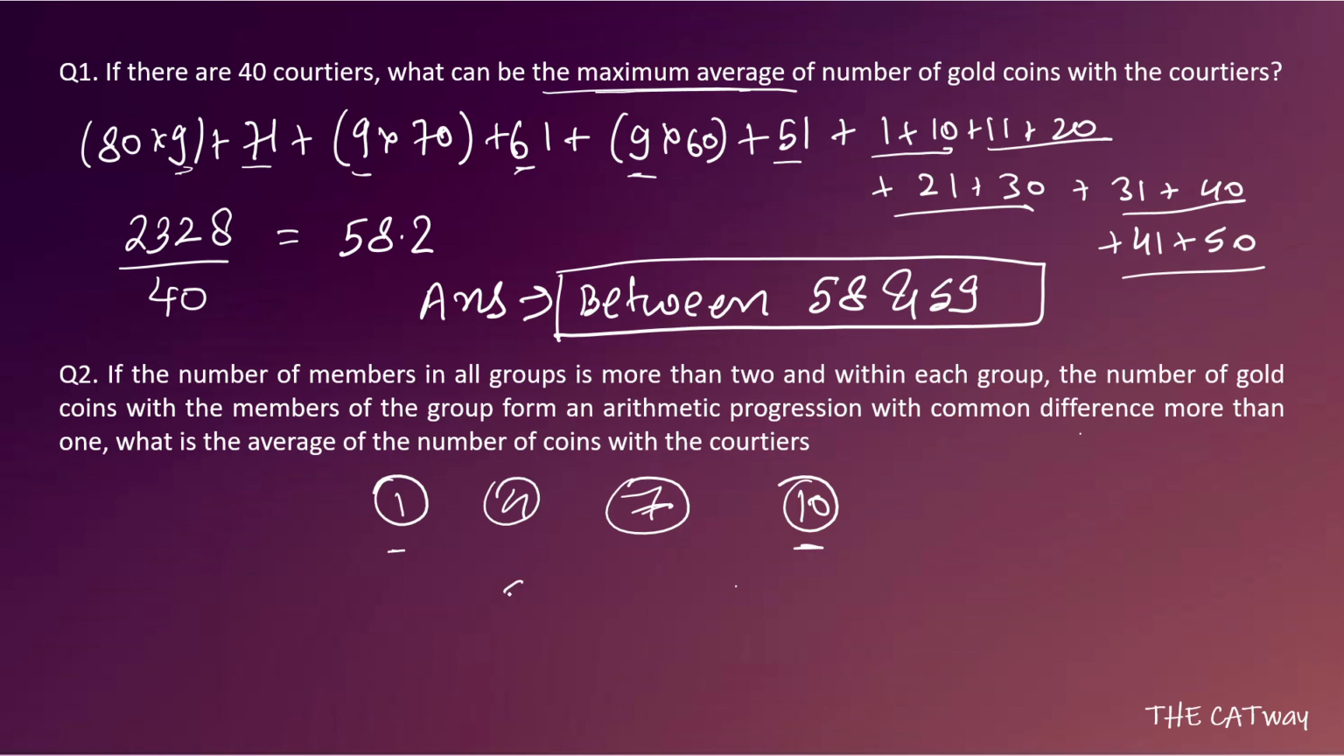Let's check for 5. So 1, 5, 9. There's no 10 in this, not a possible case. Let's check for 6. 1, 6, 11. Now it has exceeded 10 and 10 is not there. So that means there is not going to be any possibility other than this 1, 4, 7 and 10.